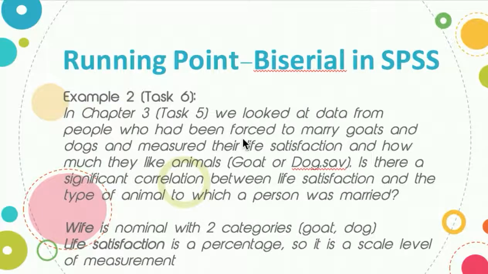So he was a little perplexed about the idea of whether a man should marry a dog if he has a history of violence toward dogs. But he wanted to know whether a goat or a dog made a better spouse. So he found some other people who have been forced to marry goats and dogs and then measured their life satisfaction and how much they like animals. What I'm going to do is walk you through the process of this SPSS statistics and how we're going to go about analyzing the data for this scenario.